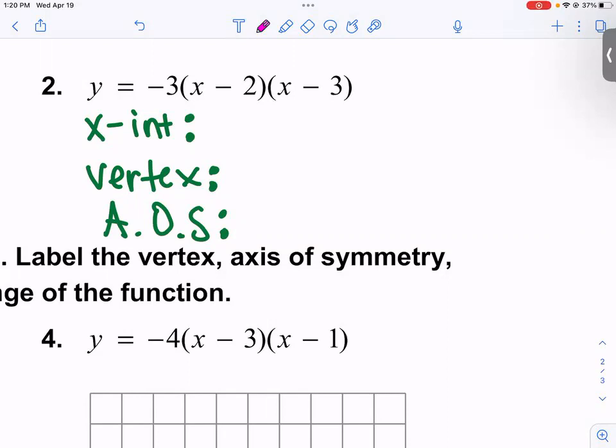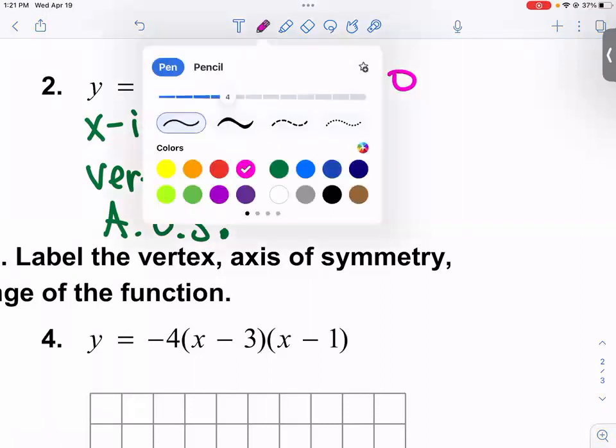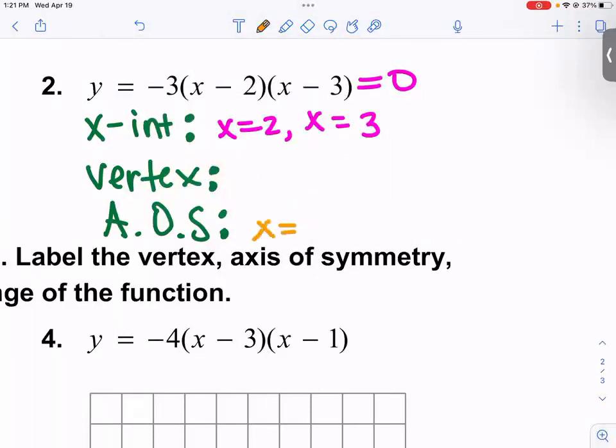Okay, Reagan, what are our 2 x-intercepts? Okay, if we set this equal to 0, we get x equals 2 and x equals 3. Okay, so what is in between 2 and 3? 2.5. Okay, so our axis of symmetry, you could say is at 2.5, or you could say is at 5/2.